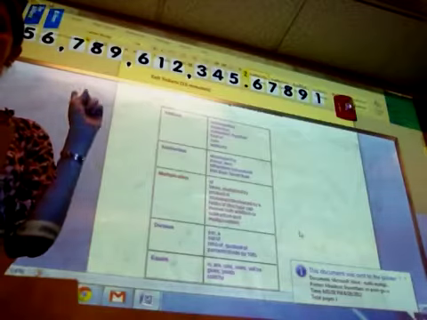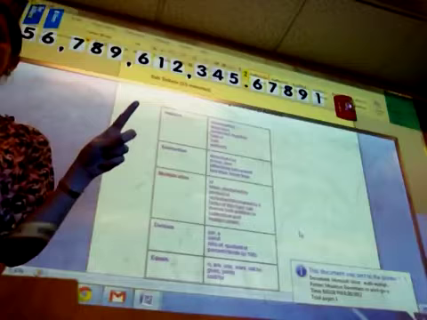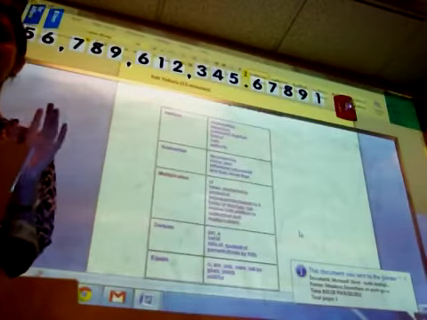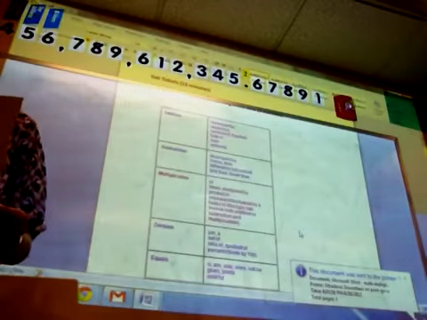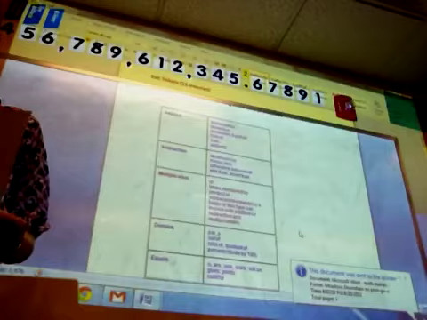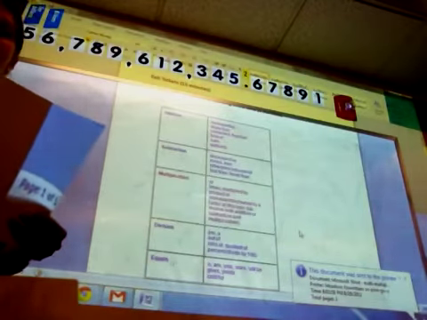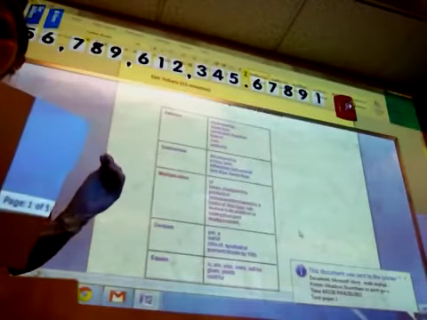6 times 9, 54. 6 times 2, 12. 6 times 3, 18. 6 times 8, 48. 6 times 7, 42. 6 times 1, 6. Circle anyone in that row that's still giving you a headache. Write it on the back of your paper and study, study, study that problem.